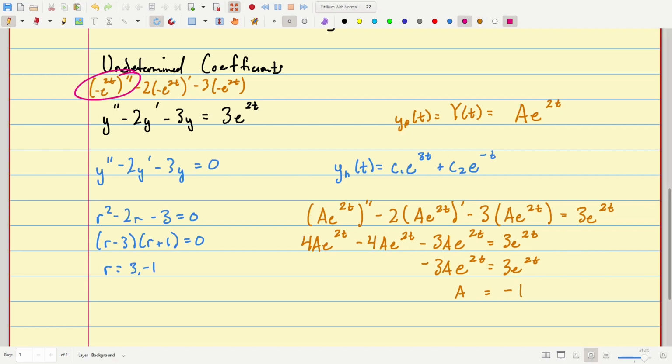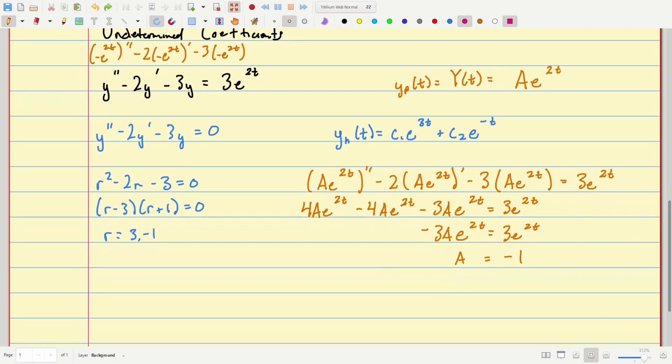I take 2 derivatives, I get a factor of negative 4 out front. I take 1 derivative, I get a factor of positive 4. And then here we get positive 3. So it will work. Okay, and that is to say that the overall solution to the differential equation, the general solution to the non-homogeneous equation, is c1 e to the 3t plus c2 e to the negative t minus e to the 2t.